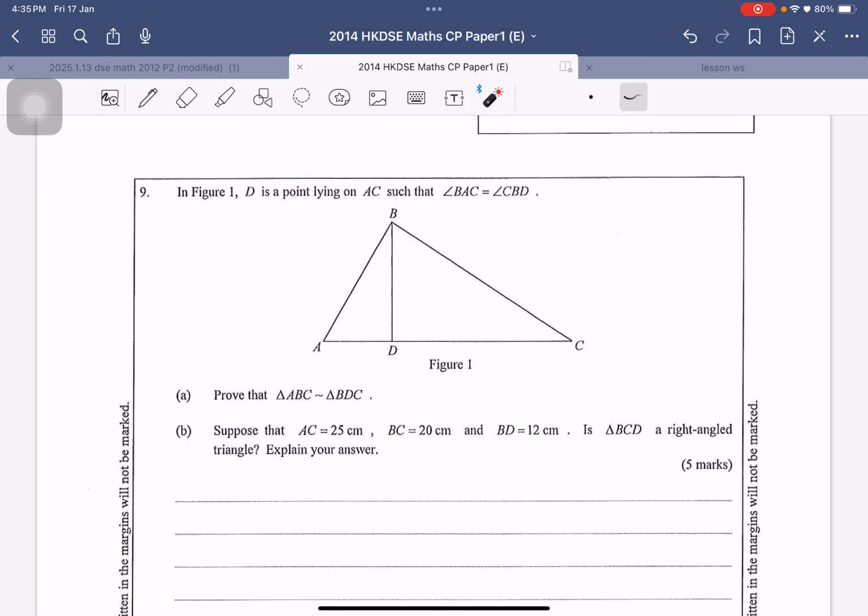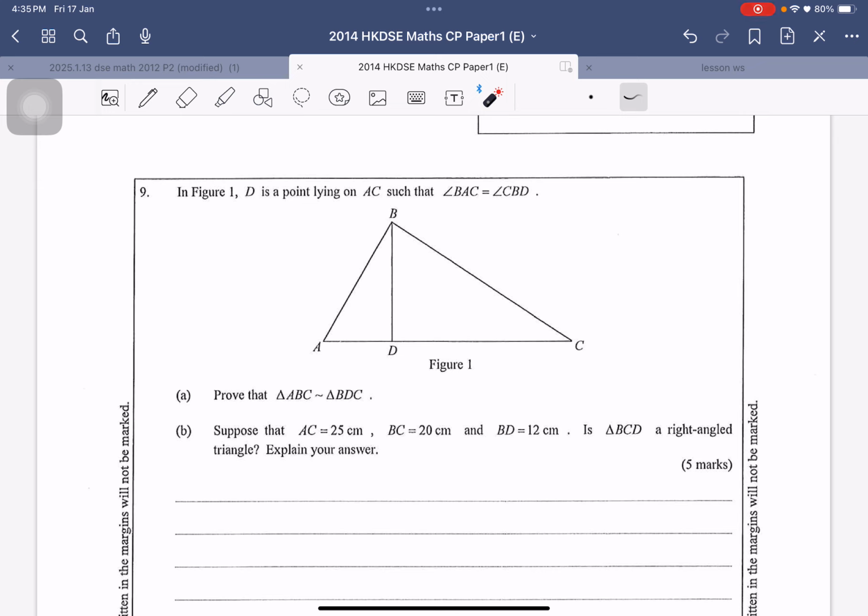How about the bottom? You need to use the ratio. You can't use Pythagoras theorem, because you need to know it's 90 degrees first. Do you know this is 90? No. If you knew this is 90, then BCD would already be a right angle triangle. You need to use another way to show that this is actually 90, then we can say this is a right angle triangle. But you didn't prove it.